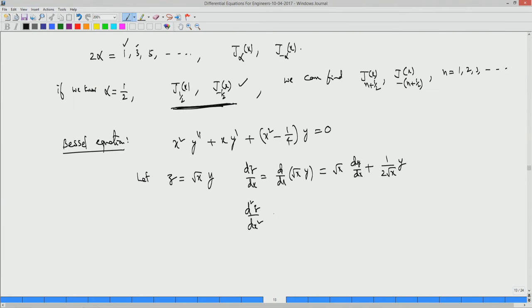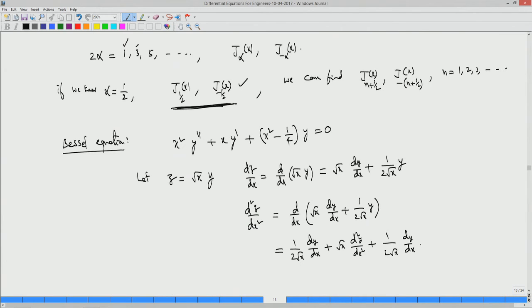This is equal to d/dx of dz by dx, which we already found. That is dy by dx plus 1 by 2 root x y. This is equal to 1 by 2 root x dy by dx plus root x d square y by dx square plus dy by dx 2 root x dy by dx, plus 1 by 2 into x power minus half.